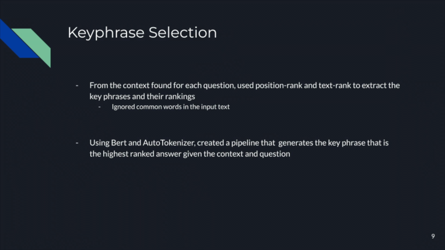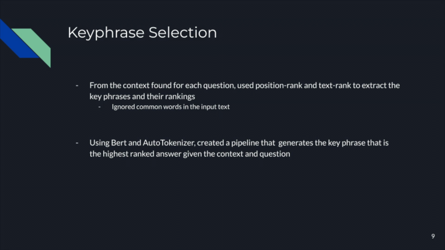From the context found for each question, we used PositionRank and TextRank models from the PKE package and the RAKE model from the rake NLTK package to extract key phrases and their rankings. We ignored all of the common words in the input text and didn't consider them as key phrases. This method didn't work quite as well as it didn't take into account what the question was actually asking.